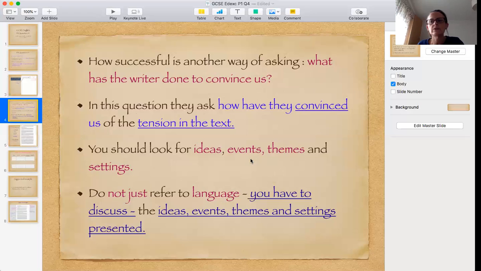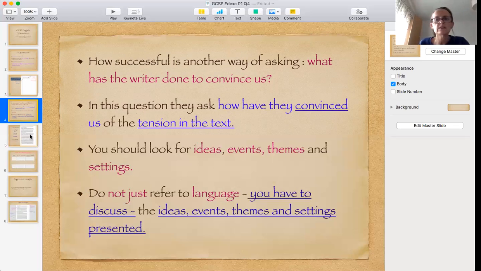What you need to look at first is ideas, events, themes and settings. If you just refer to language, you're not going to get very many marks on the paper. You need to be dealing with the ideas, events, themes and/or settings in order to talk about the success. And as we work through it, it'll become clearer.